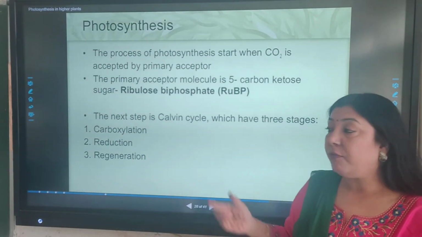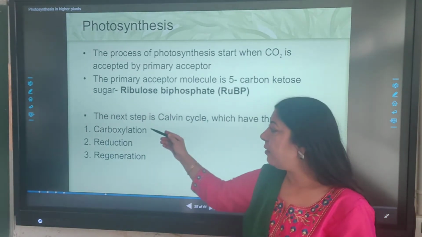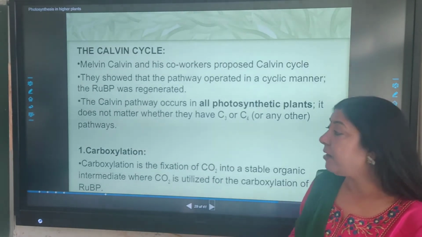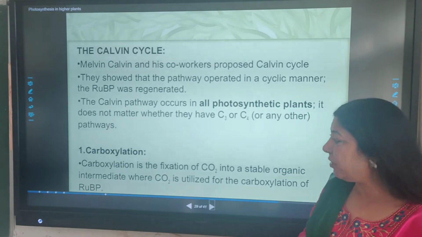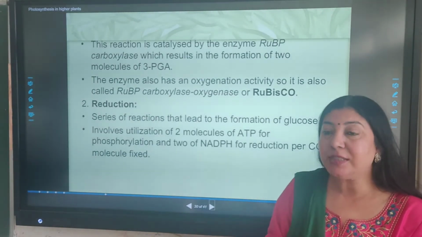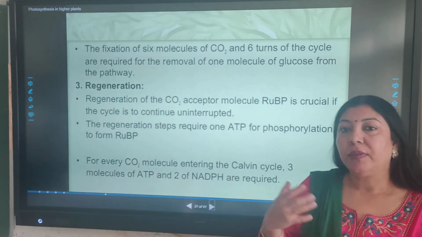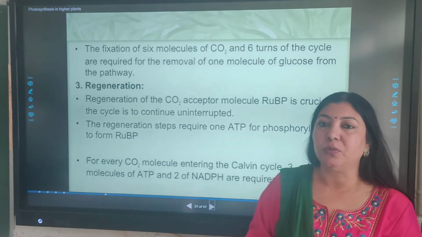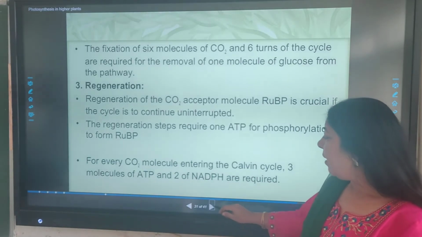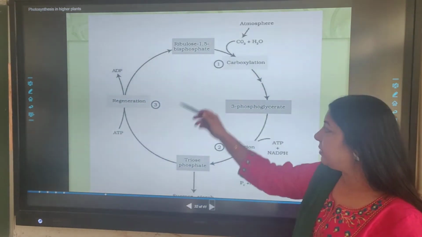In the C3 pathway we studied that in the Calvin cycle there are three stages: carboxylation, reduction and regeneration. In carboxylation, carbon dioxide fixation takes place. In reduction, the glucose is synthesized, and finally the regeneration, where the acceptor of CO2, that is RuBP, is regenerated. Today we will study the C4 cycle. This is the C3 cycle.